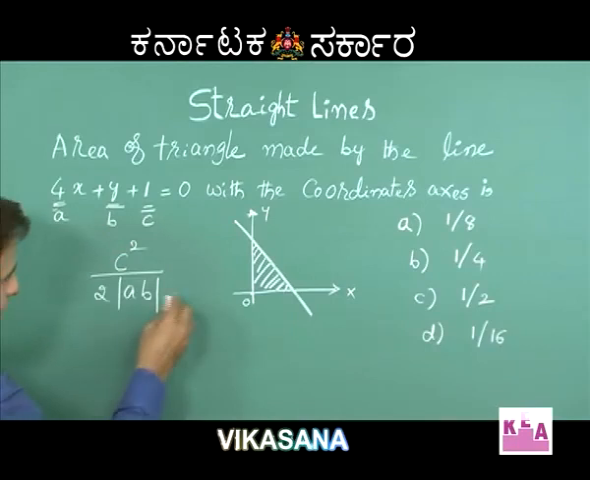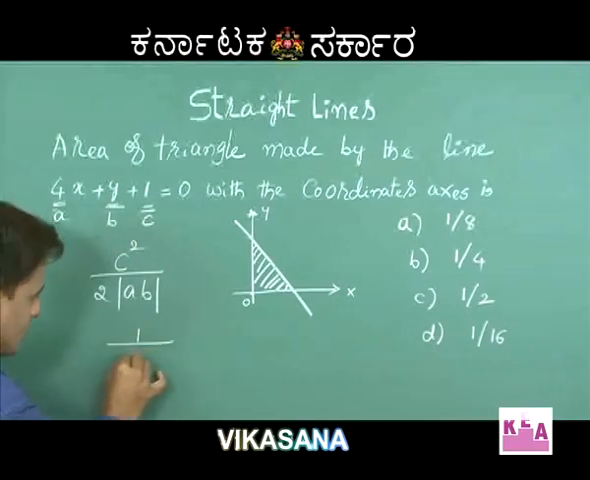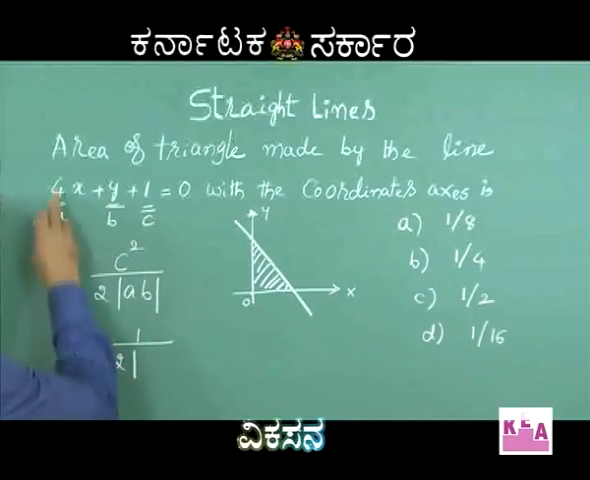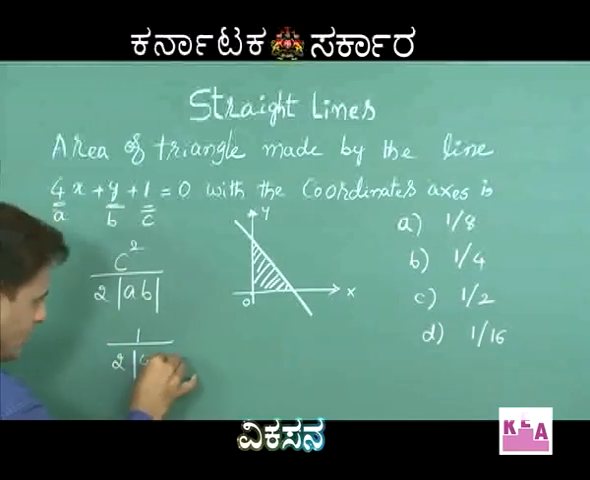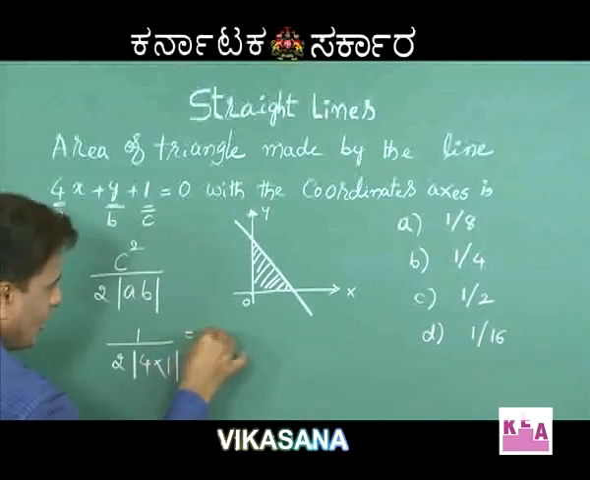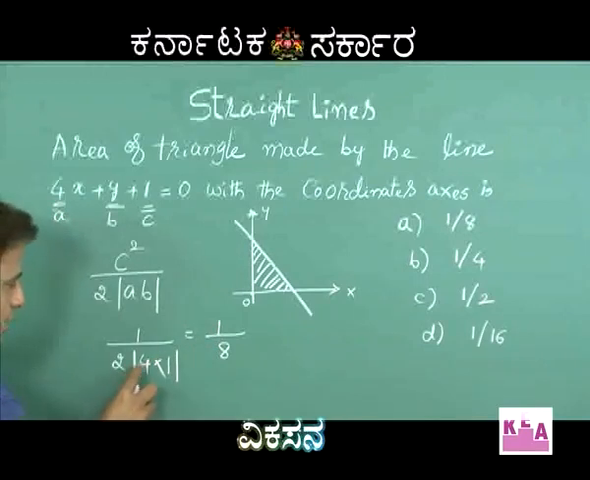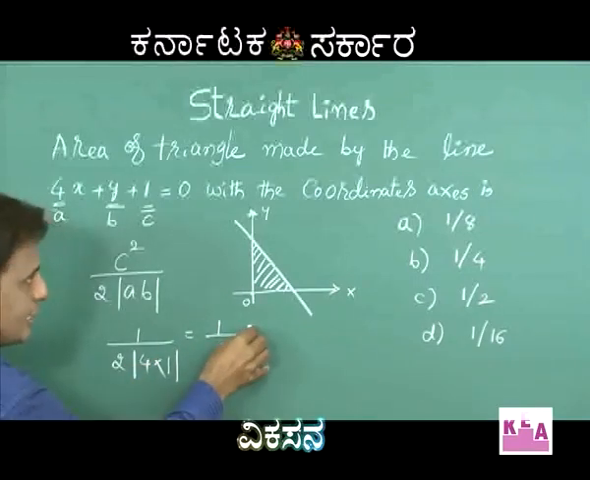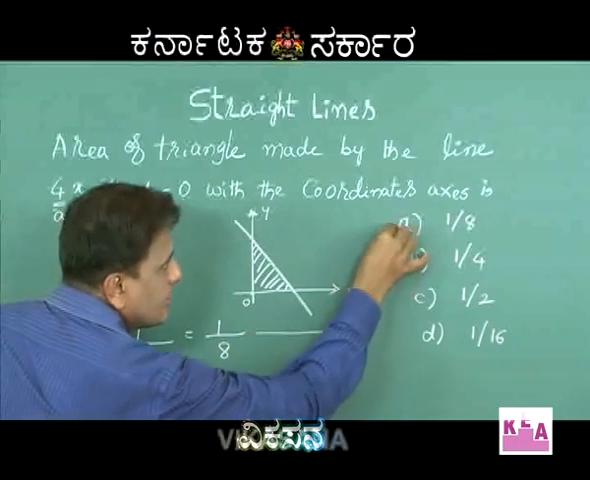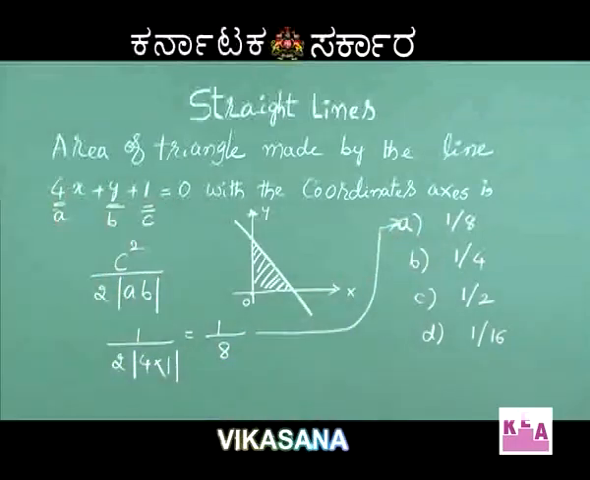Here c squared is 1, 2 times the modulus of AB, where A is 4 and B is 1. Therefore it is equal to 1 by 2 into 4, that is 8. The modulus of 4 is 4, and 2 into 4 is 8. Therefore, the right option is A.